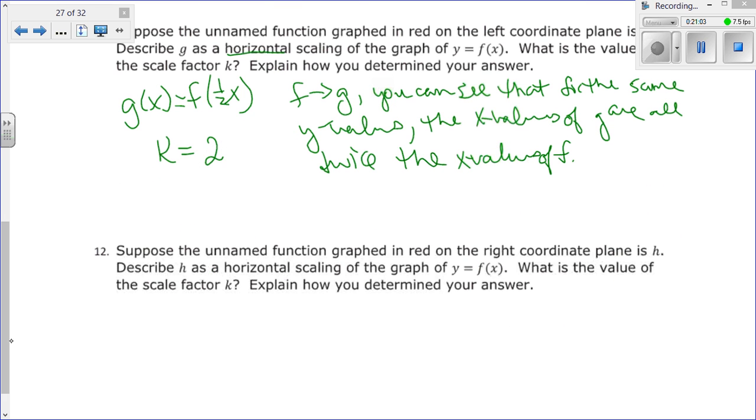Number 12, suppose the unnamed function graphed in red on the right coordinate plane is h. Describe h as a horizontal scaling of the graph of y equals f of x. What is the value of the scale factor of k? Explain how you determined your answer.